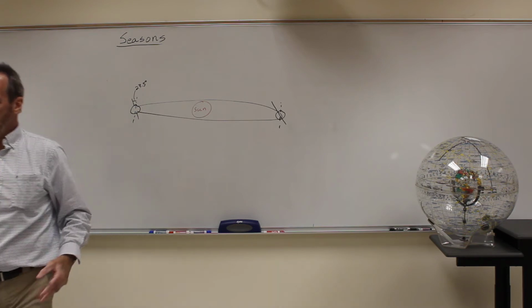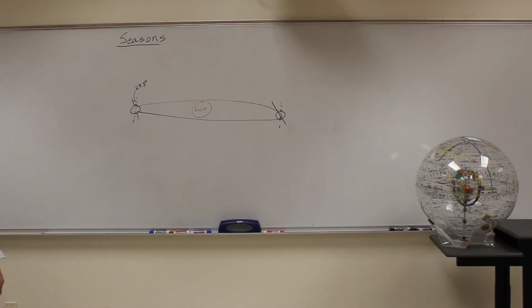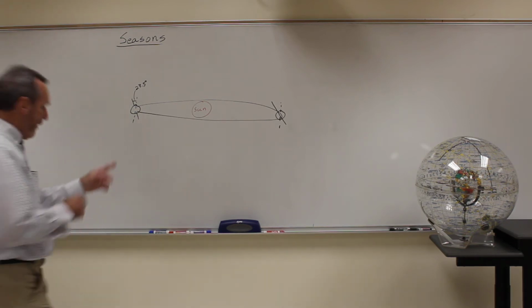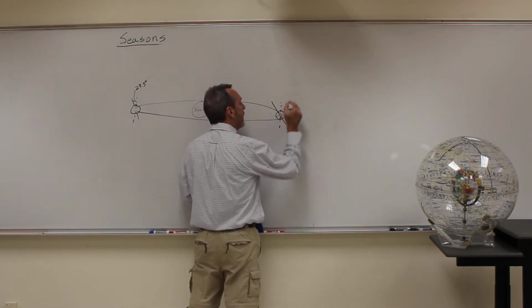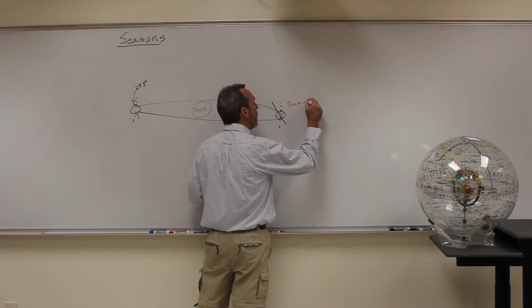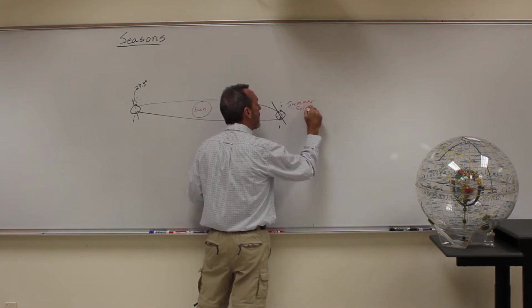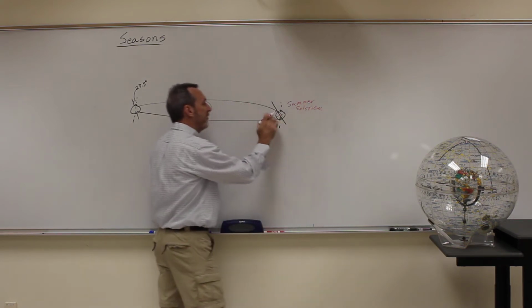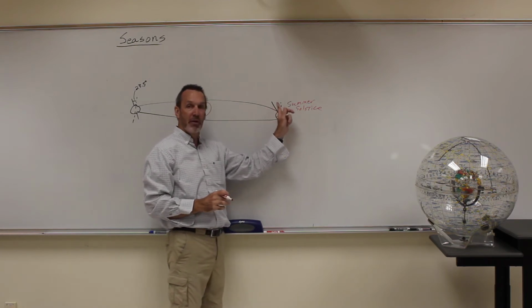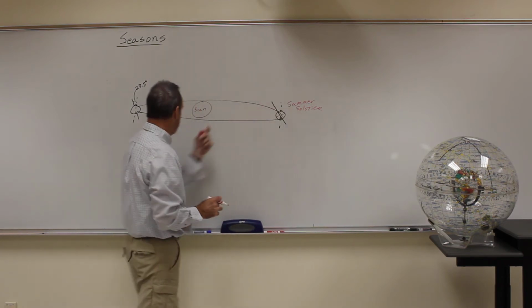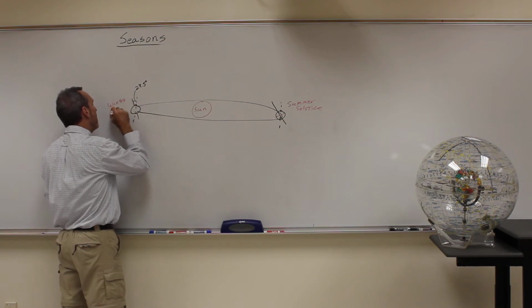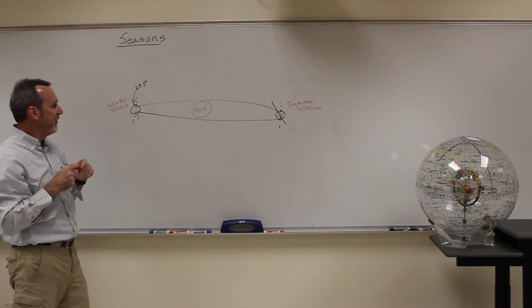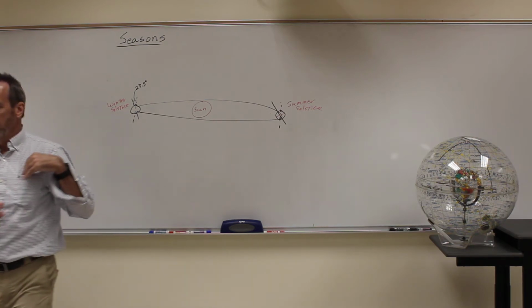Well, when we're tilted towards the sun, if you live in the northern hemisphere, that is when we have summer solstice. So in the northern hemisphere, summer solstice occurs when the North Pole of the Earth is tilted towards the sun. And this is winter solstice when it is tilted away from the sun.